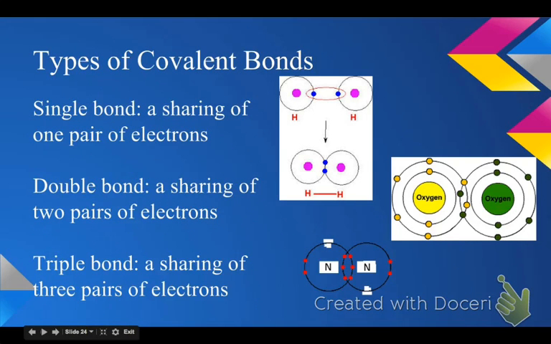There are 3 types of covalent bonds that can be formed between two atoms. The first is a single bond, which is sharing a single pair of electrons. Then we have a double bond, where 2 pairs are shared, as you can see with the 2 oxygen atoms together, a total of 4 electrons being shared. And then finally, the nitrogen atoms at the bottom are showing a triple covalent bond, where 3 pairs of electrons are shared between atoms.